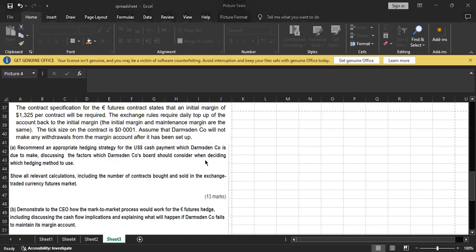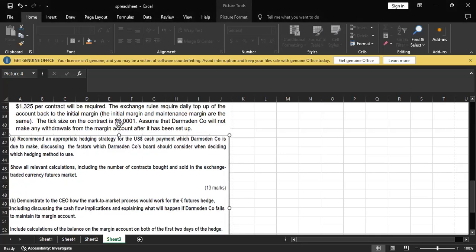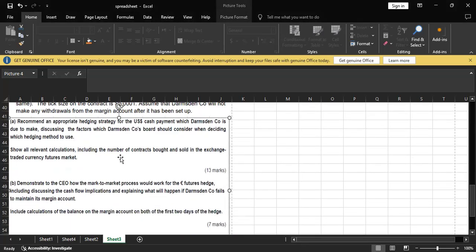Now, show all relevant calculation, including the number of contracts bought and sold in the exchange traded currency future markets. The B part, demonstrate to the CEO how the mark to market process would work for the futures hedge, including discussing the cash flow implications and explaining what will happen if the company fails to maintain the margin account. Include calculation of the balance on the margin account on both of the first 2 days of the hedge.